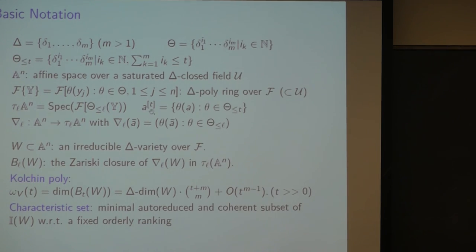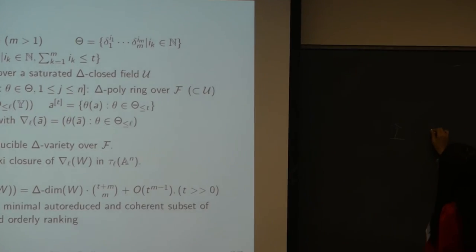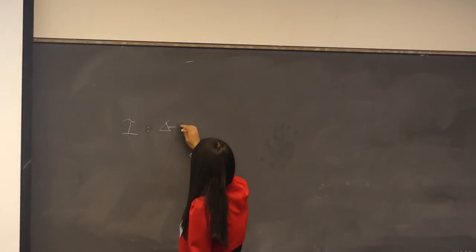And for an element a, we use this notation to denote the set of all the derivatives of a with order bounded by t. And the nabla arrow maps a differential point to an algebraic point. But it should satisfy these differential relations. And suppose W is an irreducible differential variety, and V_L(W) is the Zariski closure of this nabla_L(W). So in terms of the differential ideals, we could suppose I is a differential ideal, a delta ideal.